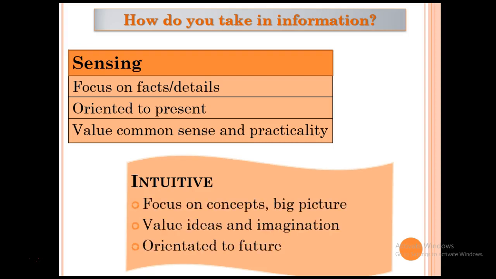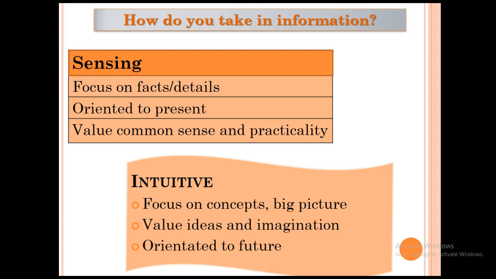Then we have our intuitive types. These are our dreamers. They focus on big concepts and big picture ideas. They value ideas and imagination. They are more oriented to the future. These types see possibilities. So in a group or a team setting, you'll have your intuitive types who are the ones who are saying, well, what if we could do this? Or wouldn't it be awesome if we could do this?